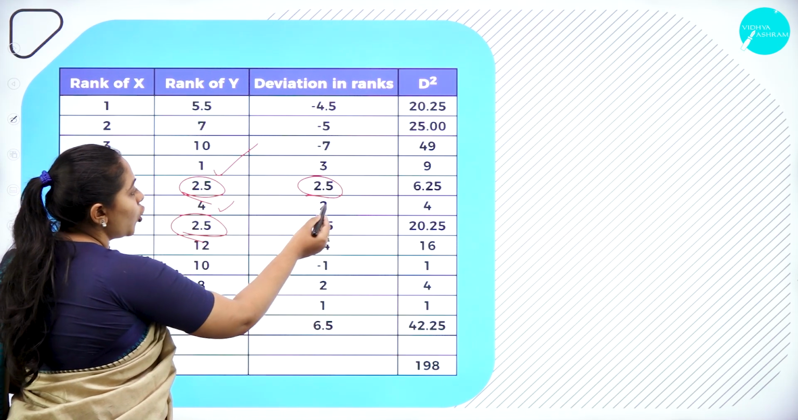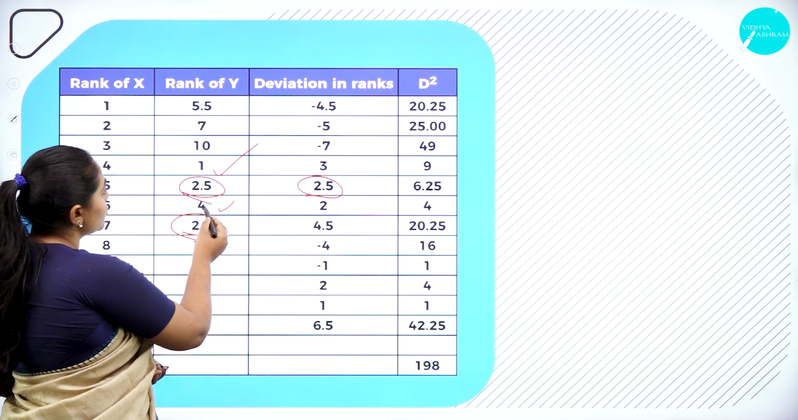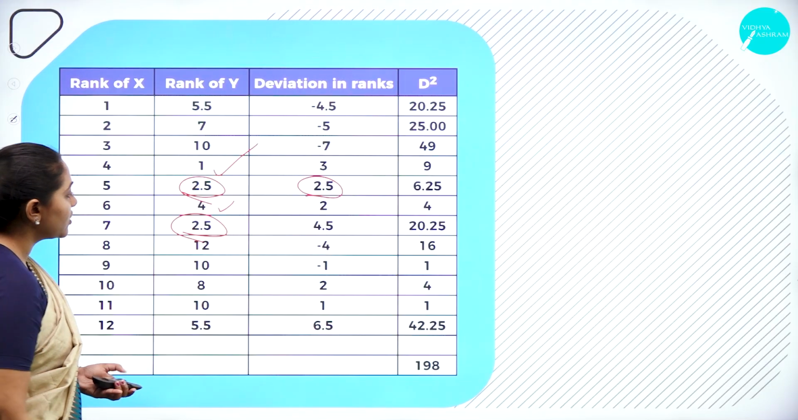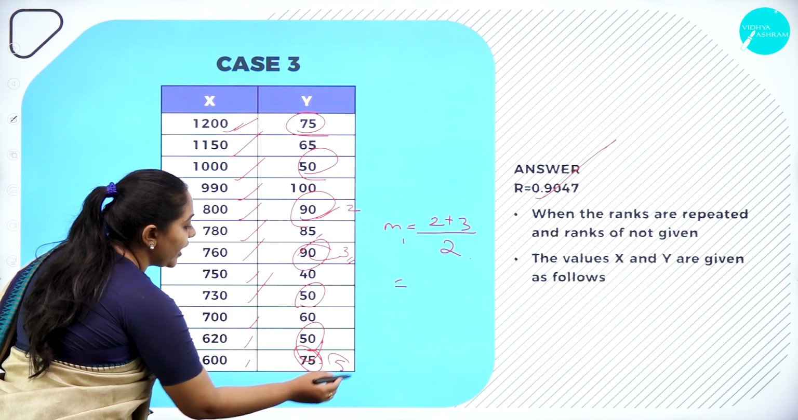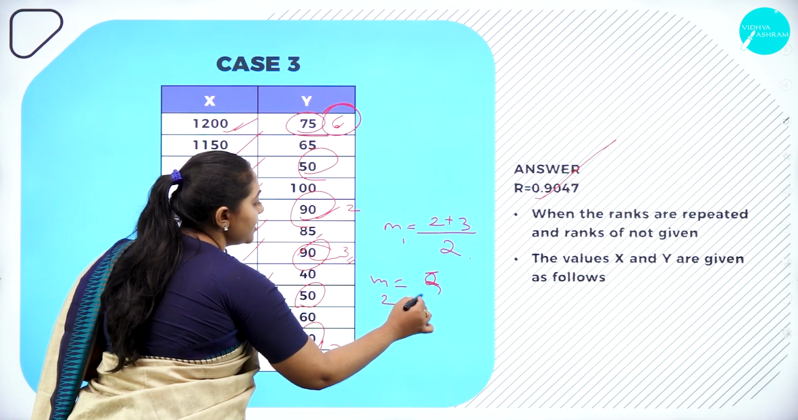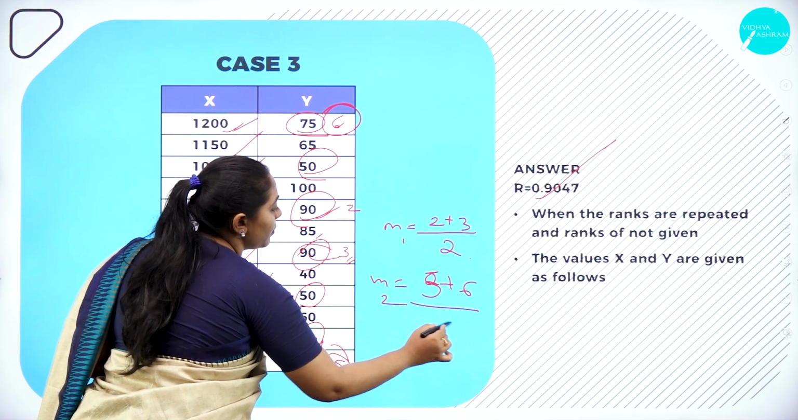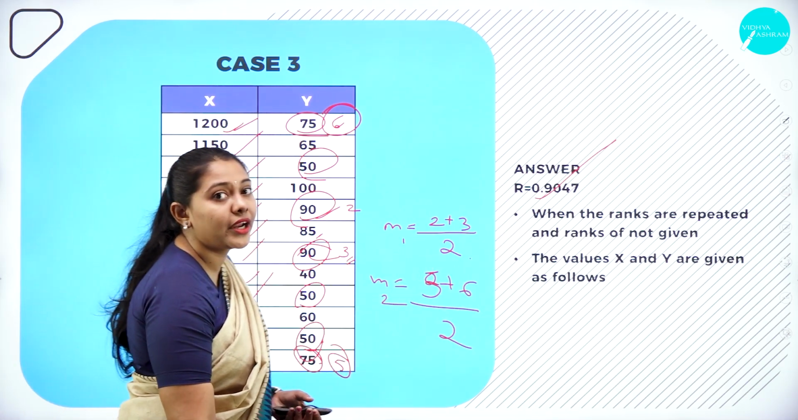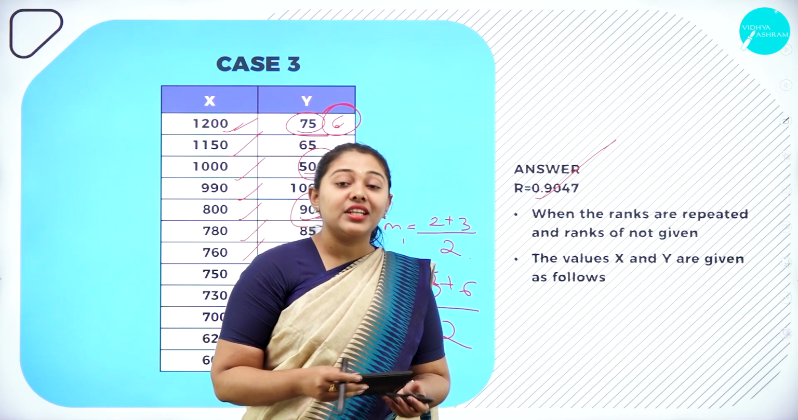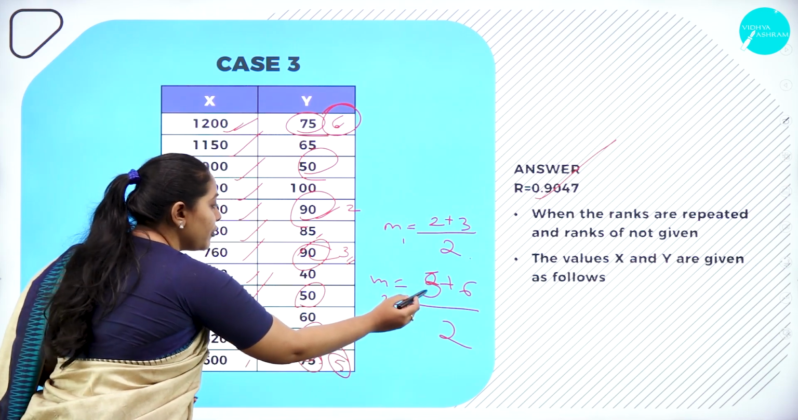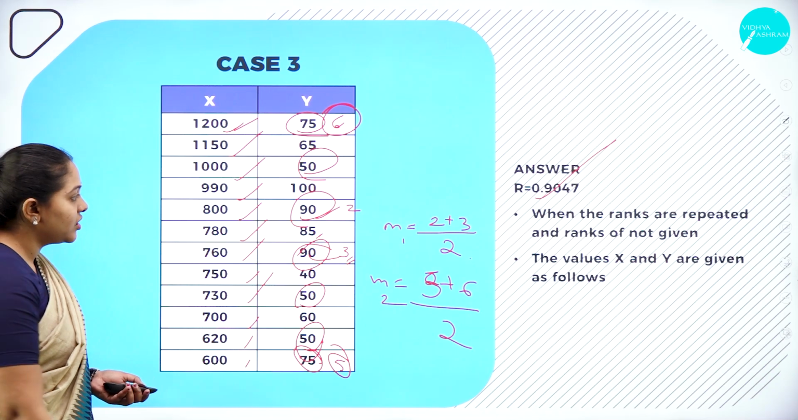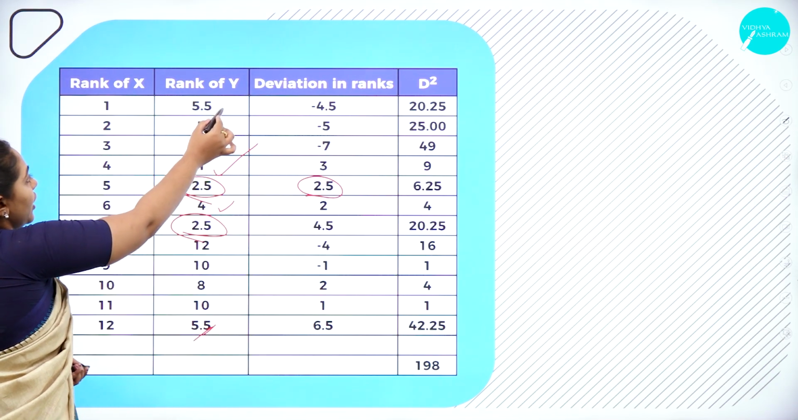Rank 4 is over. Now we have to calculate rank 5 and 6. So what is rank 5 and 6? M2 is 5 plus 6 divided by 2. How much will it be? It is 5.5 for the 5th and the 6th rank.